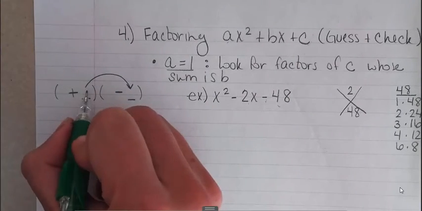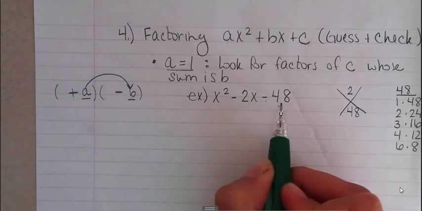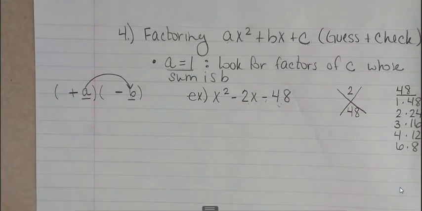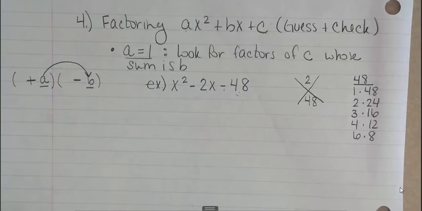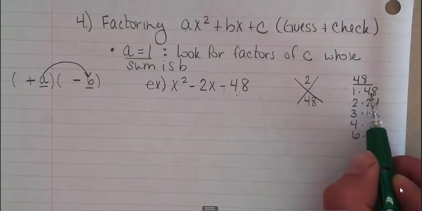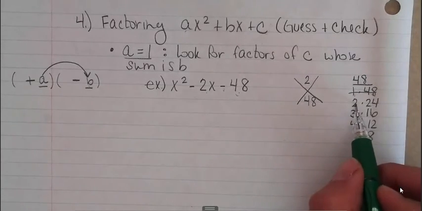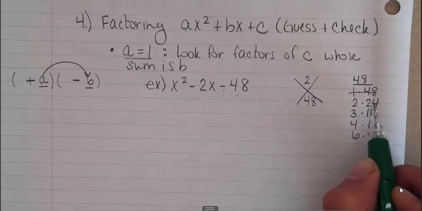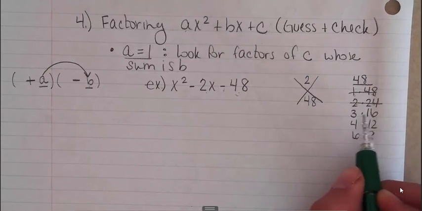Right? So whatever these are, let's call them A and B right now. When I multiply A times B, I have to get a negative 48. Okay, so right now I'm looking for A and B. So we know one's going to be positive, one's going to be negative. So let's look over here. If I add 48 and 1, I get 49. If I subtract it, I get 47. Not going to work. If I add 2 and 24, I get 26. If I subtract it, I get 22. Not going to work. Add those, I get 19. Subtract them, I get 13.